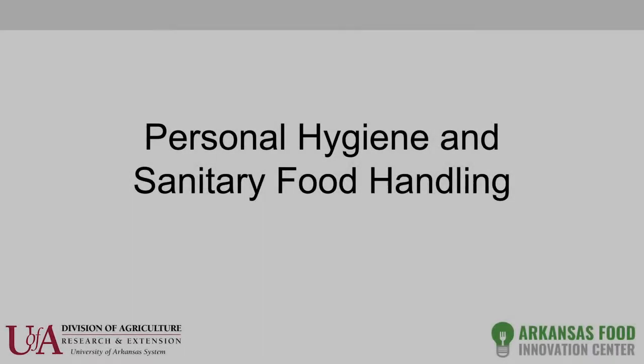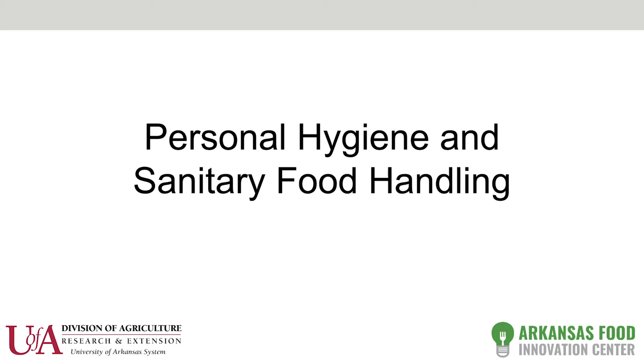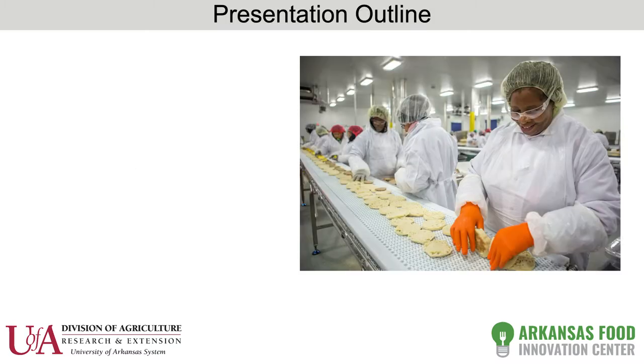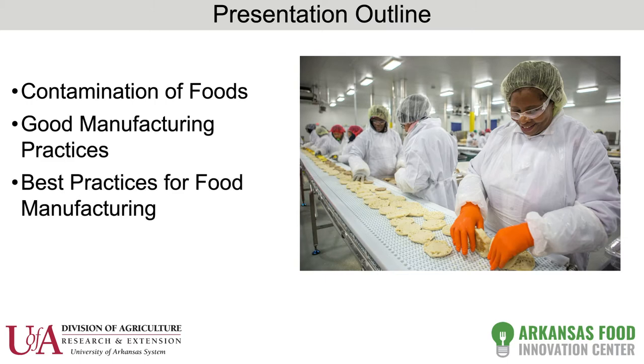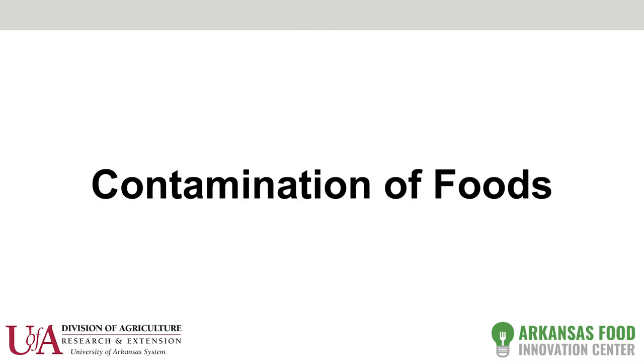The focus of this presentation is to help farmers and entrepreneurs learn more about personal hygiene and sanitary food handling for food manufacturing. The main topics of the presentation will include discussions about contamination of foods, good manufacturing practices, and best practices for food manufacturing. We will begin by discussing contamination of foods, including where in the food production chain contamination can occur. We will also discuss a few examples.